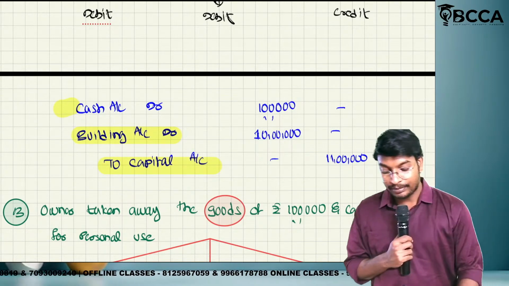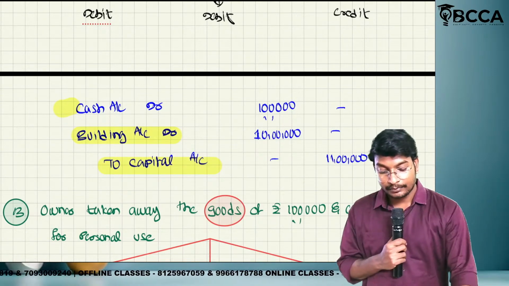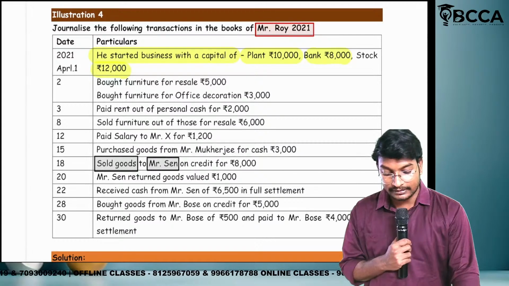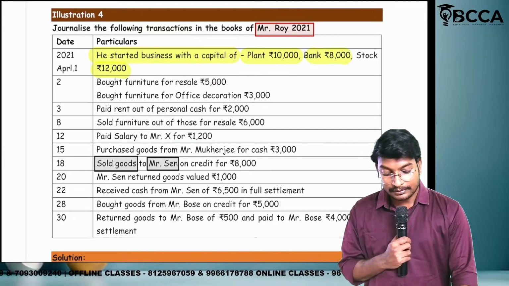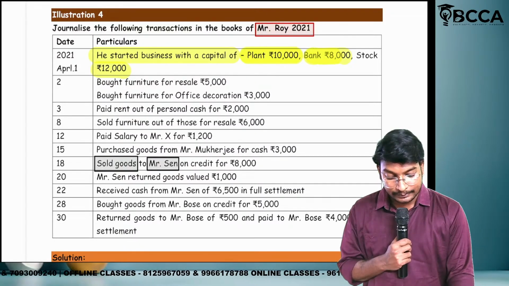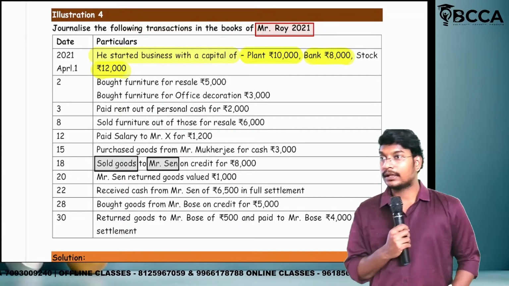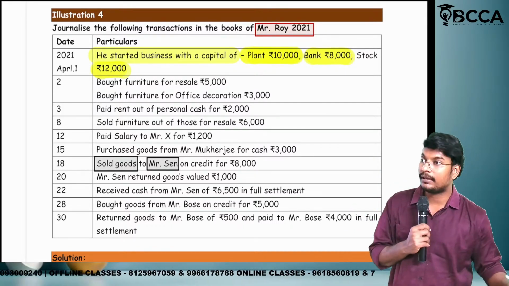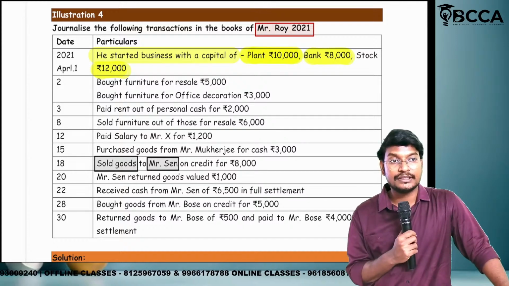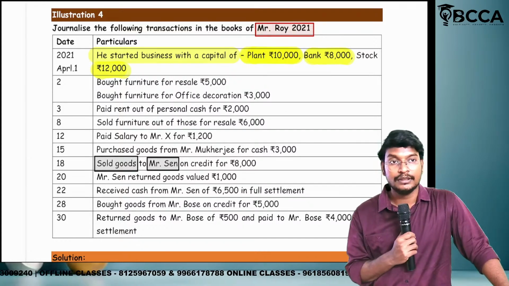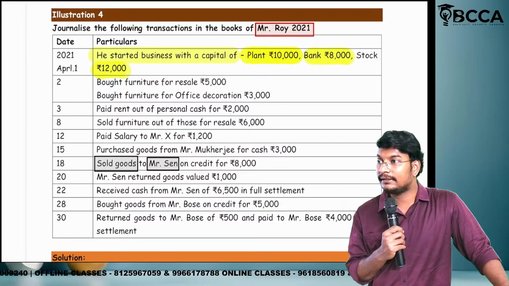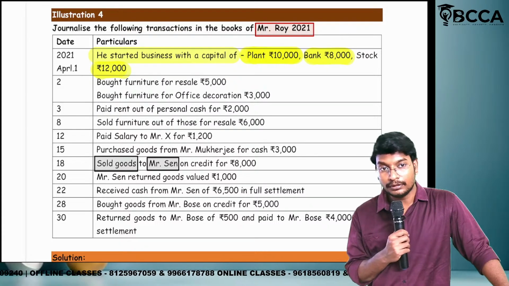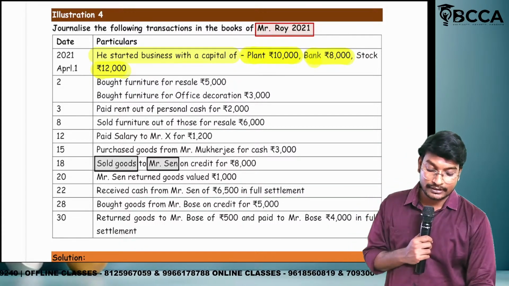Now, by way of referring this journal entry, please tell for this transaction what is the journal entry. So we have started the business with what? Plant, bank balance and stock. Okay now. Here the plant is called as what? Asset. Comes into the business or goes out? Comes into the business. So plant, asset, debit balance increases. What we have to do? Debit.